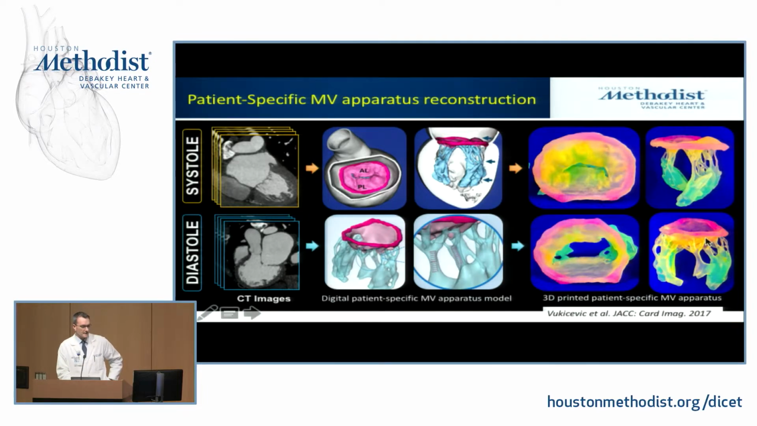But this is kind of what we're getting to now. This is systole and diastole, again, focusing on the mitral apparatus all the way across, and you can see now the detail of the mitral valve depicted in systole and in diastole. You can even see the prolapse here of this particular scallop. So we're getting closer.